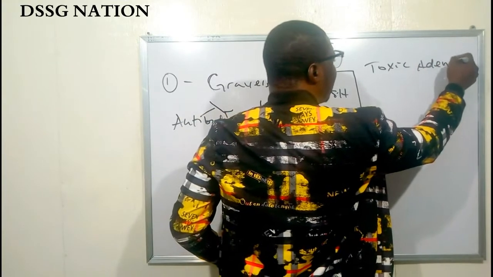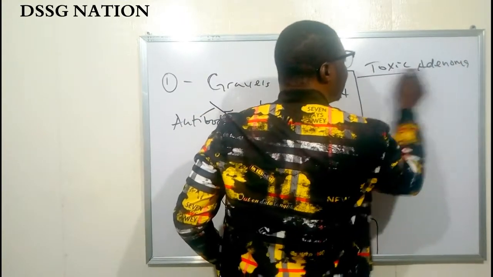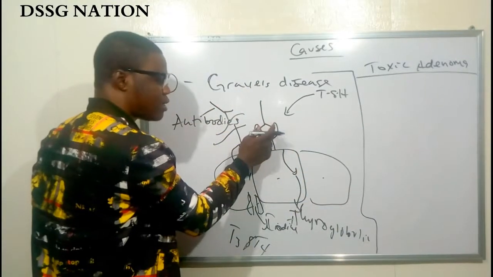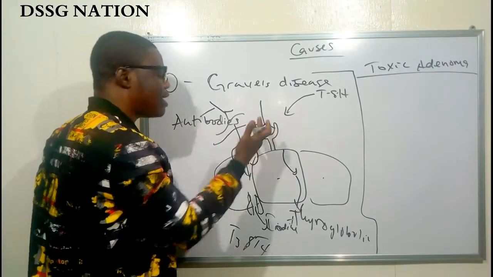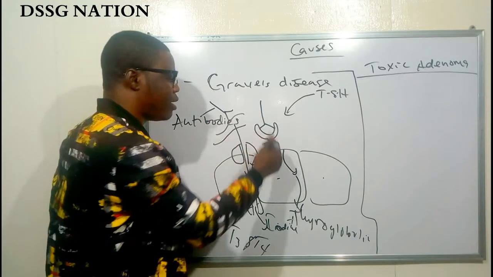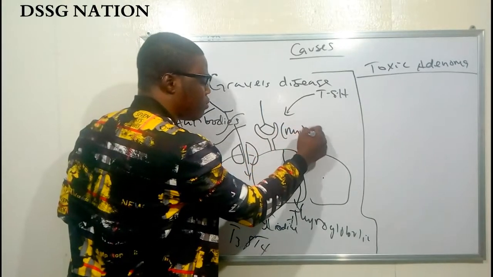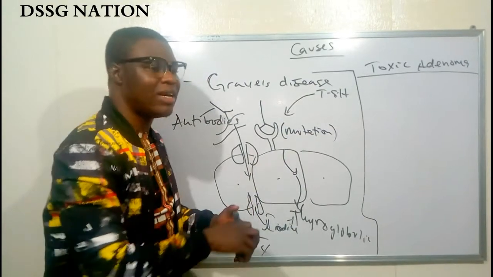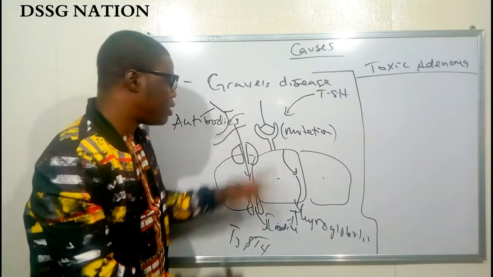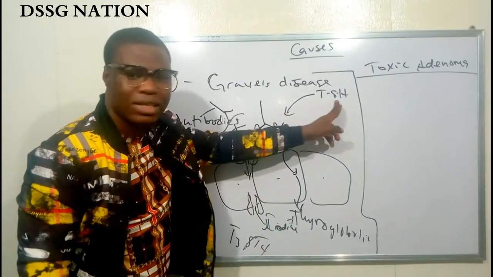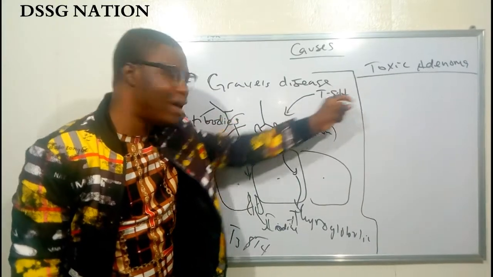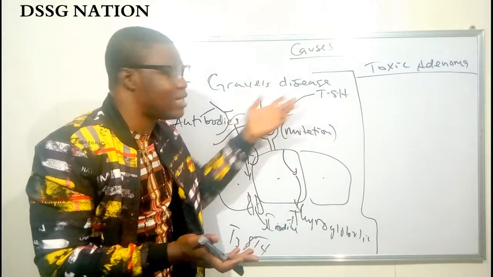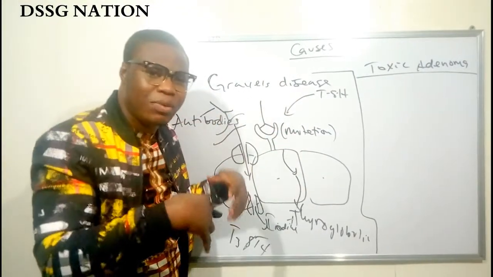Toxic adenoma. In toxic adenoma, the TSH receptors, the TSHR, are going to undergo mutation. A mutation is just a kind of change. Their normal function is to respond to TSH, but in toxic adenoma they become mutated. They will just change, so they won't respond to TSH alone. They will also be initiating the impulse themselves.